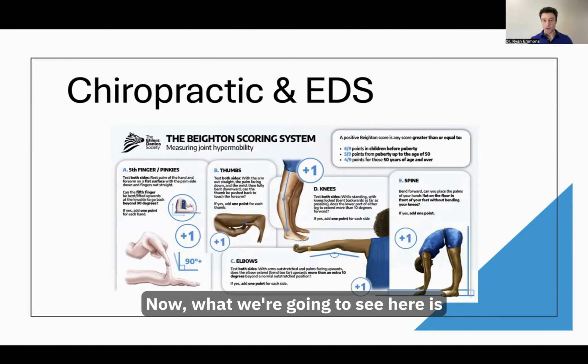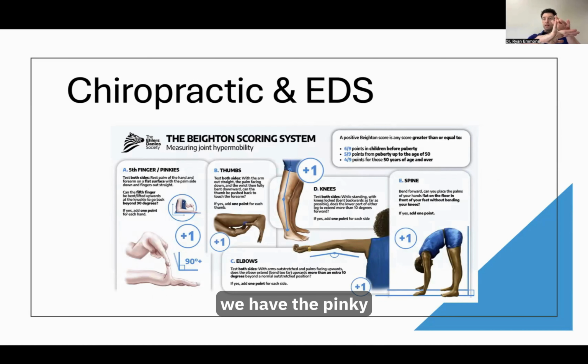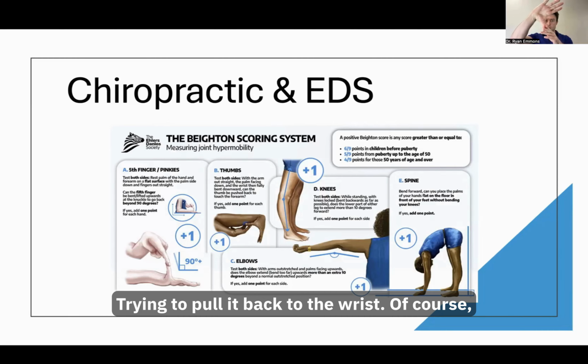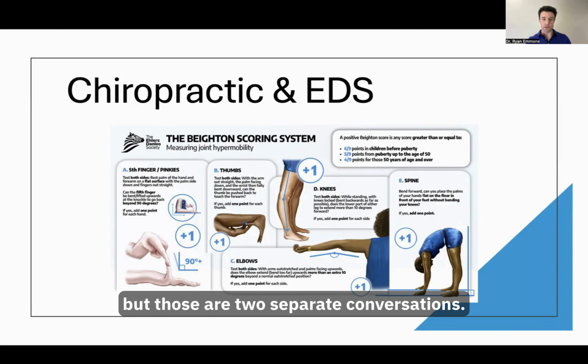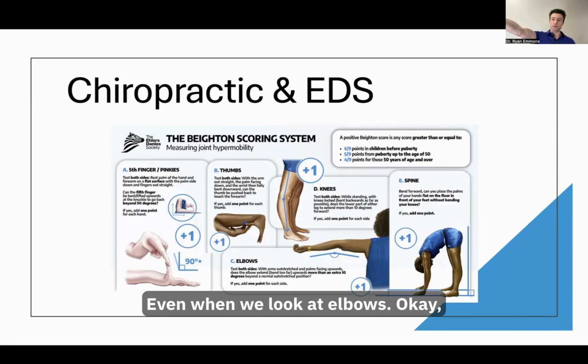Now what we're going to see here is that we're testing 5 joints, of course, bilaterally. So that doesn't include everything, but it is a good screening tool. Okay, so what we have for A, we have the pinky finger, which mine cannot hyperextend. Okay, we have the thumb trying to pull it back to the wrist. Of course, I do not have joint hypermobility. I have severe joint instability, but those are 2 separate conversations. Even when we look at elbows, okay? The other 2 will be knees and spine.